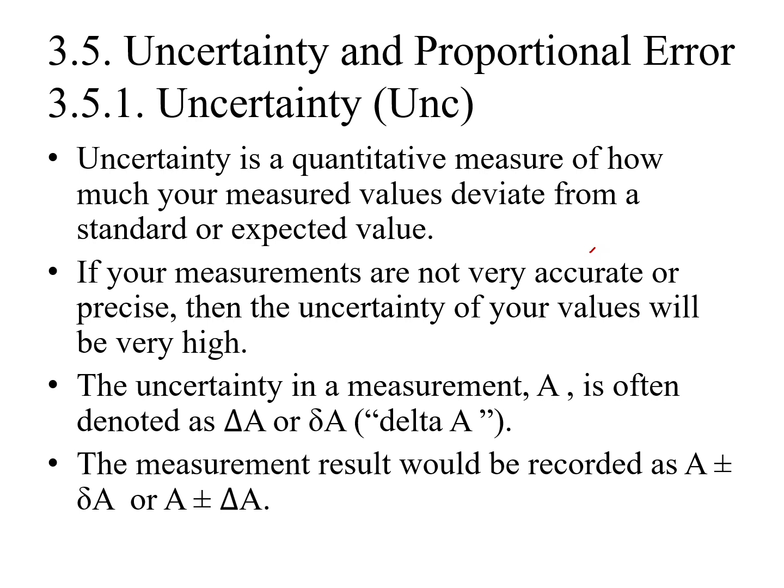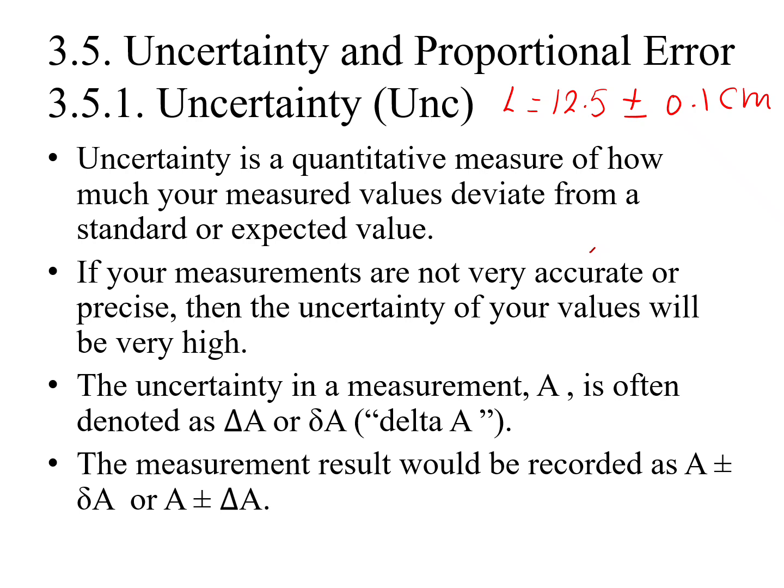For example, if we write L equals 12.5 plus or minus 0.1 centimeters, that means the measured length is 12.5 centimeters, but the actual value may reasonably be about 0.1 centimeters higher or lower.